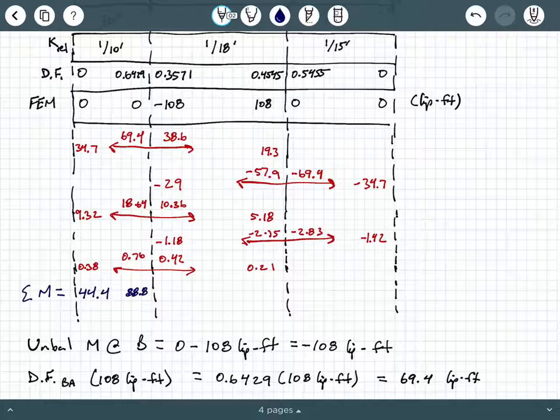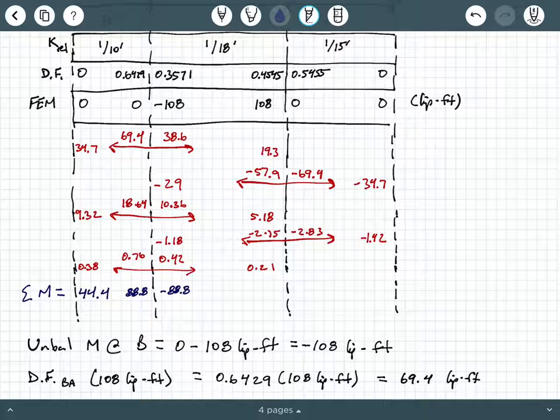Now, if I've done things correctly, I should get about the same number, if not the exact same number, infinitesimally to the right of B. So I'm going to say negative 108 plus 38.6 minus 29 plus 10.36 minus 1.18 plus 0.42. And sure enough, I get negative 88.8. So that really emphasizes B is balanced. And notice our last iteration was what balanced B.